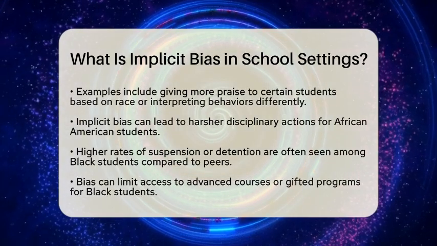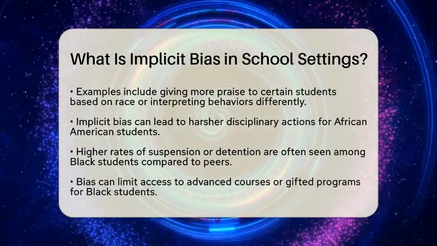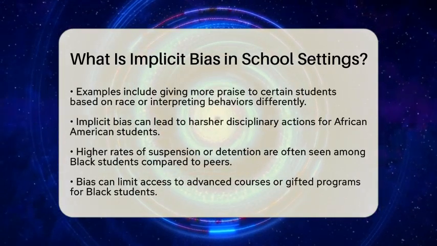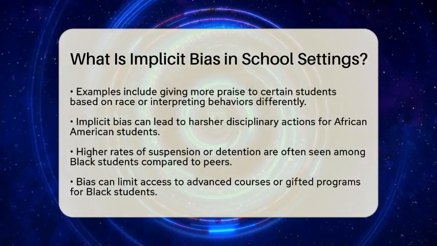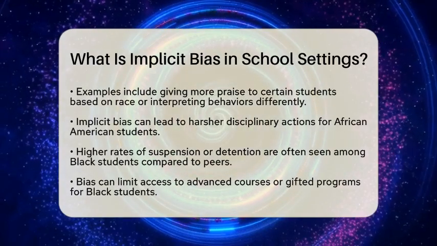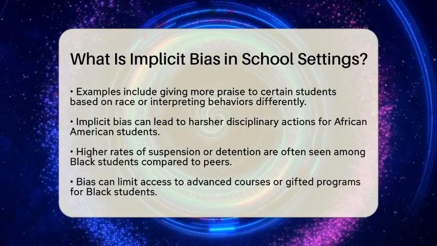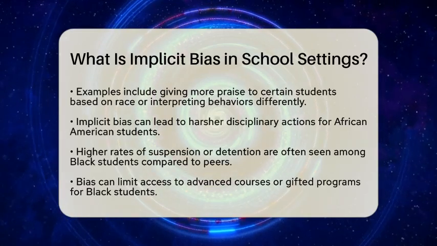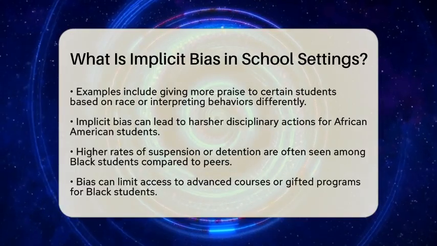In real terms, implicit bias can lead to serious issues in schools. For example, African American students often face harsher disciplinary actions, resulting in higher rates of suspension or detention compared to their peers. Additionally, these biases can limit access to advanced courses or gifted programs for Black students, restricting their educational opportunities. The curriculum itself can also reflect these biases.